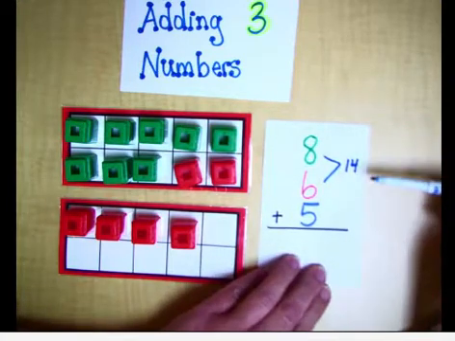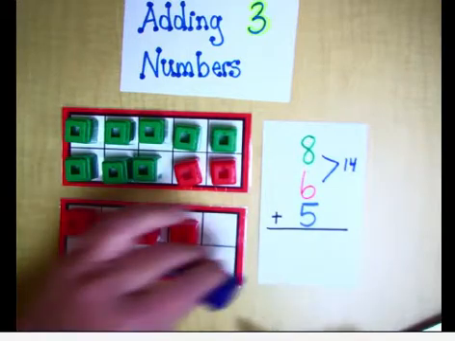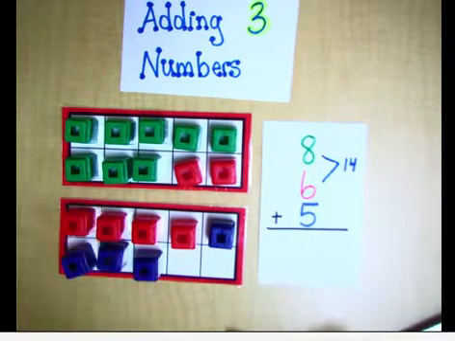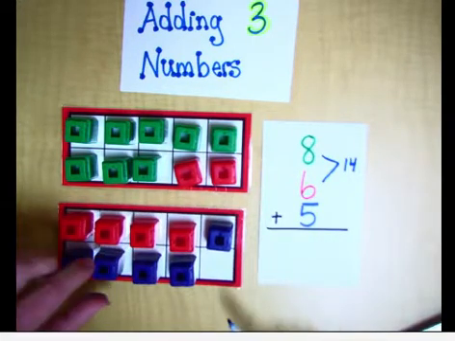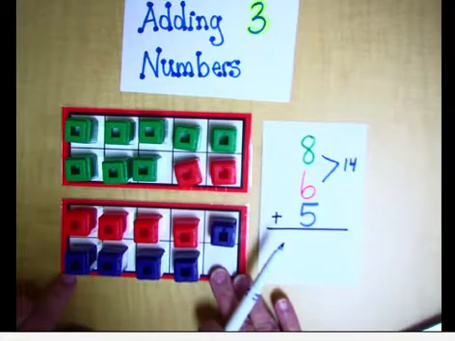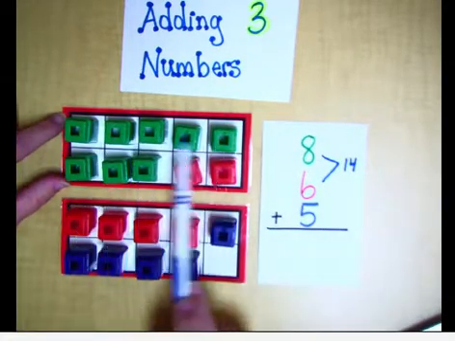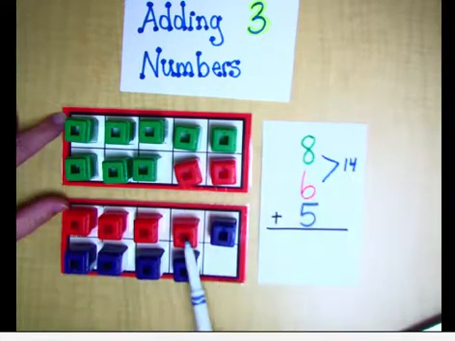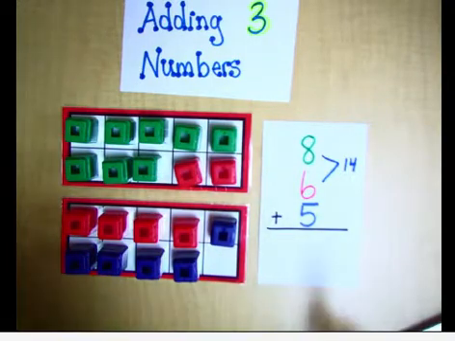So now I'm in essence doing 14 plus 5. So I'm going to add my 5. 1, 2, 3, 4, 5. I really like to use 3 different colors of items because then I can see all my numbers. I can see that my 8 is right here in green. My 6 is here in red. And then my 5 is in blue. I can see how it works.